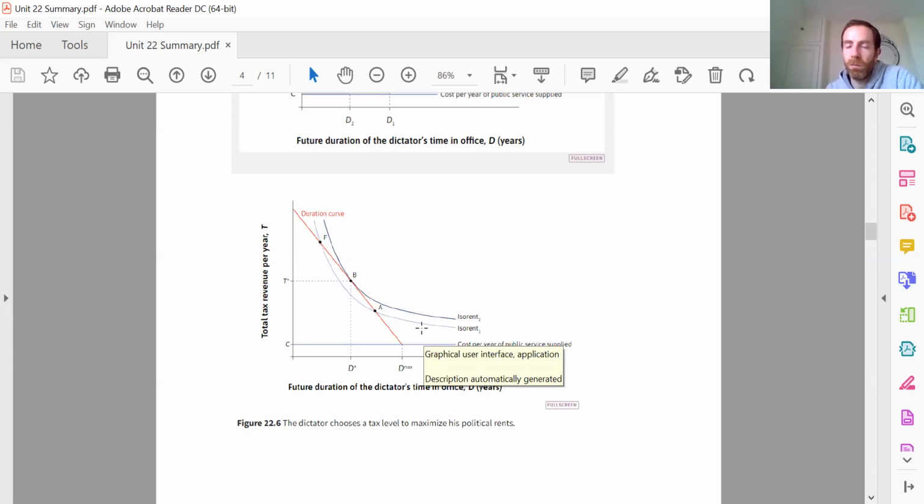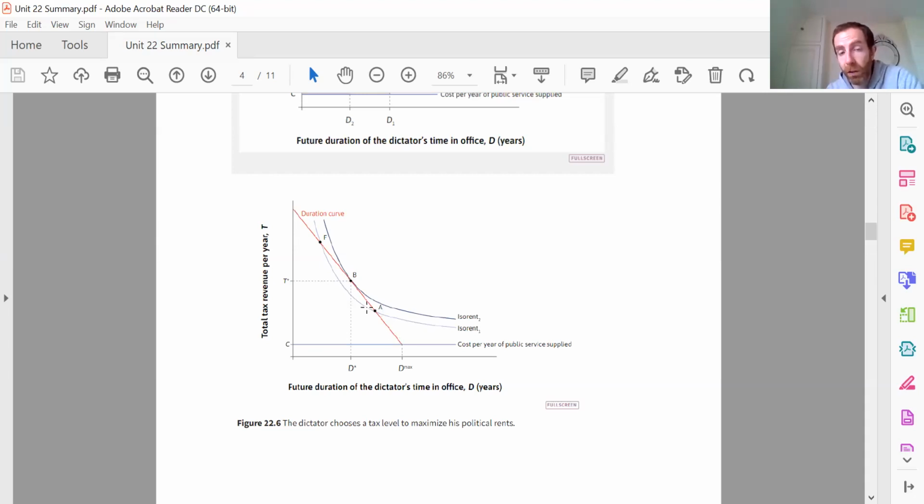So what are they? Well, ISO means the same. So these are combinations of a duration of time in office and a value of tax revenue per year that would deliver a constant level of political rent. So from the dictator's perspective, they want to be on the highest possible ISO rent curve, right? And we can see from this diagram, that's going to be at point B, because they can only choose from different combinations along the duration curve.